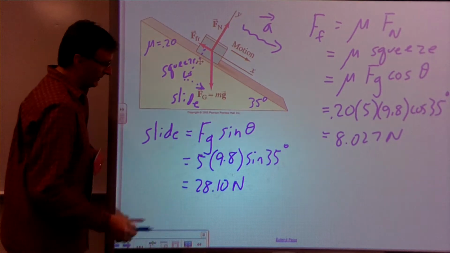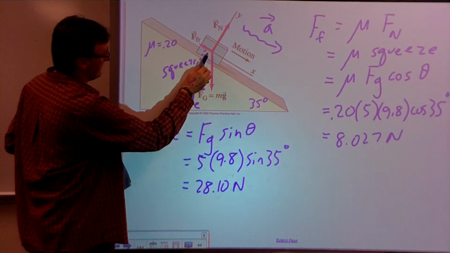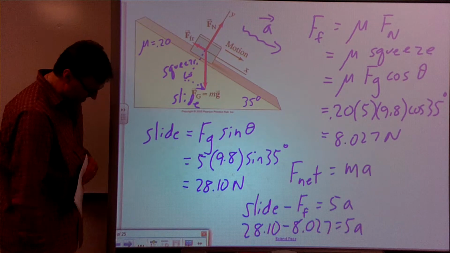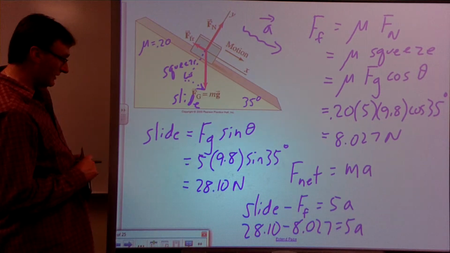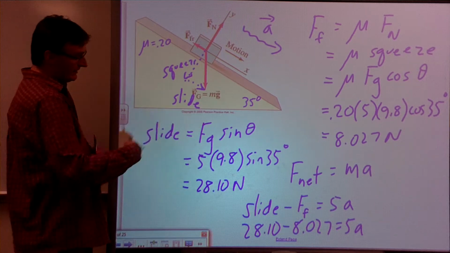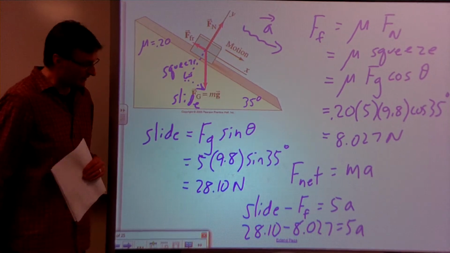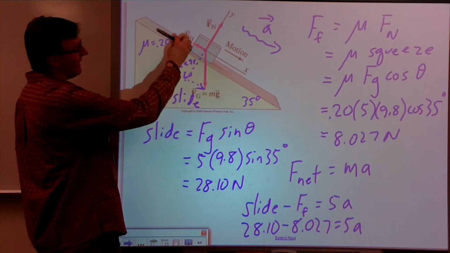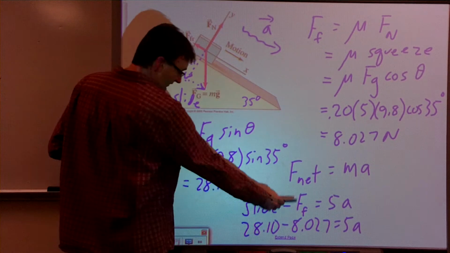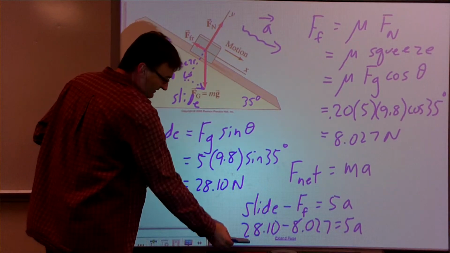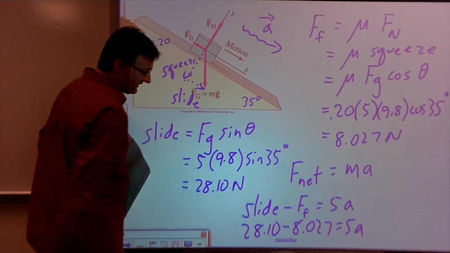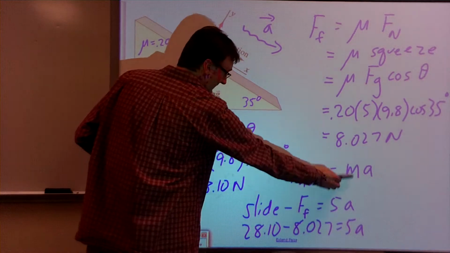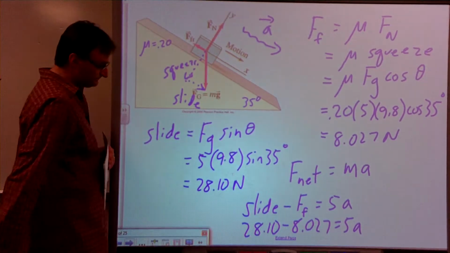Again, this angle right here is 35 degrees because it's the same as that angle right there. All right, so lastly, now that we have the two forces acting in the x direction, we can find the net force on the object, and that's going to be the slide force minus the friction force, and we've calculated those already. So it's the slide minus the friction, 28.10 minus 8.027 has to equal 5a. That's the mass of the object.